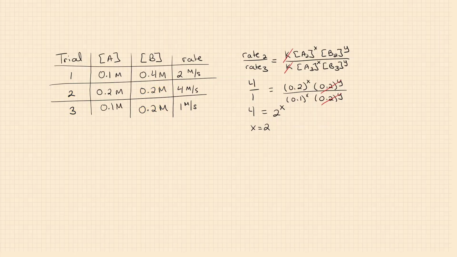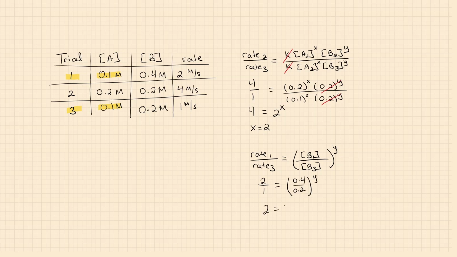Now we can do the same thing to find the order of B using trials 1 and 3 where A is held constant. And since we know that the rate constant and the concentrations of A are going to cancel out, we can skip right to comparing how the concentration of B changes relative to the rate. This time, as concentration of B doubles, the rate also doubles, and so we get 2 equals 2 to the Y, which means Y must be 1.